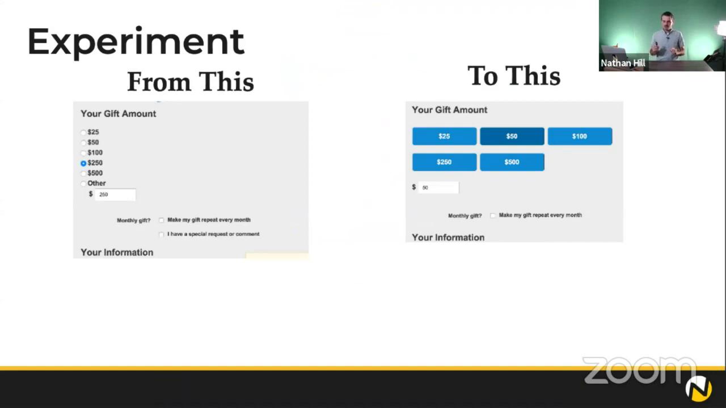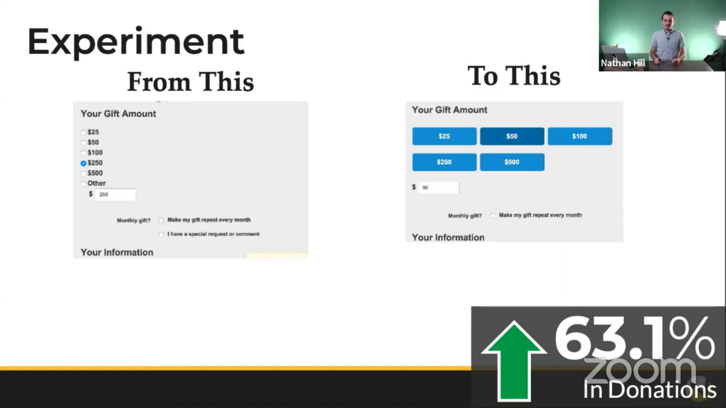Here's an interesting example. If we move down to the gift array, version A uses radio buttons. I'm not sure how many of you use radio buttons on your donation page. I know most tools that you're using now don't default to that. They use more of these HTML buttons. But if you're in the situation where you have radio buttons on your page, I'd reconsider it, because just turning that into these more button-like HTML buttons led to a 63% increase in donations.